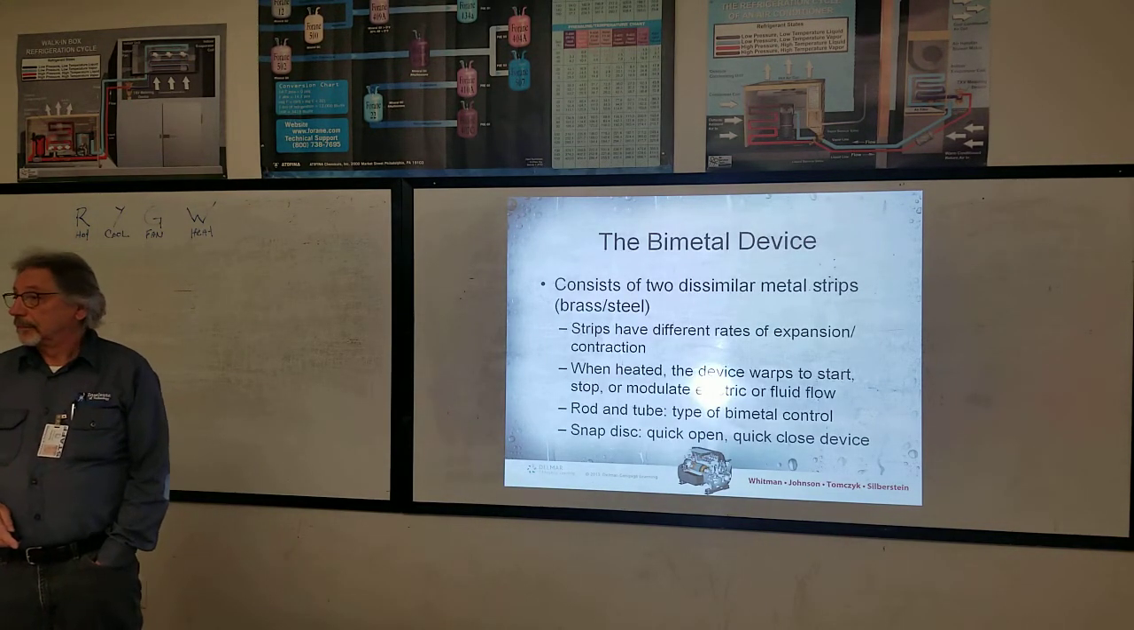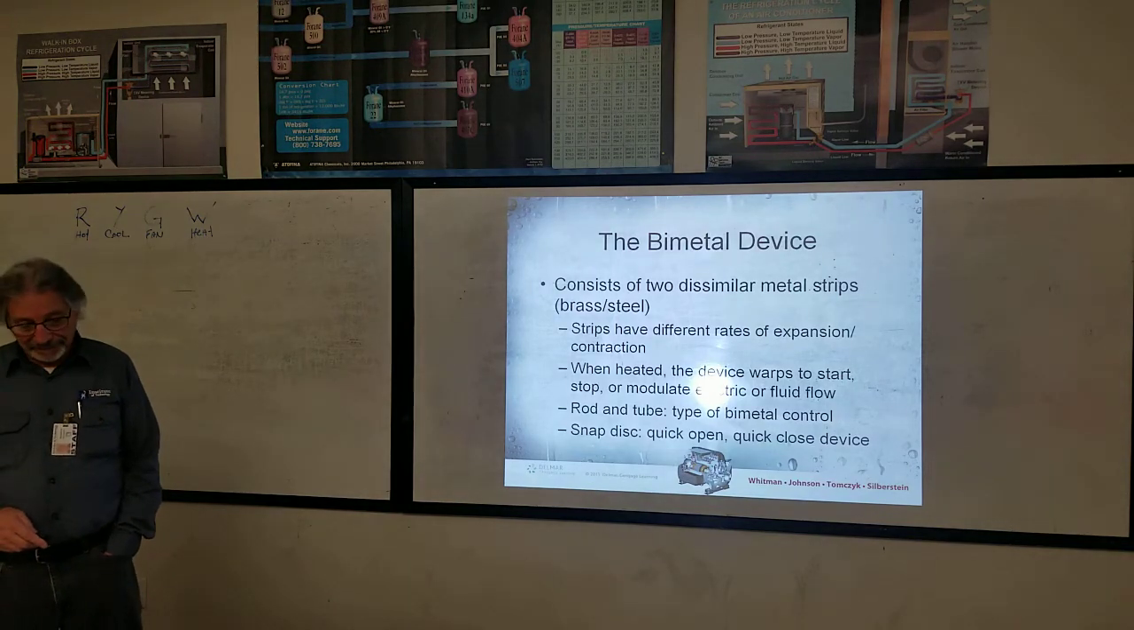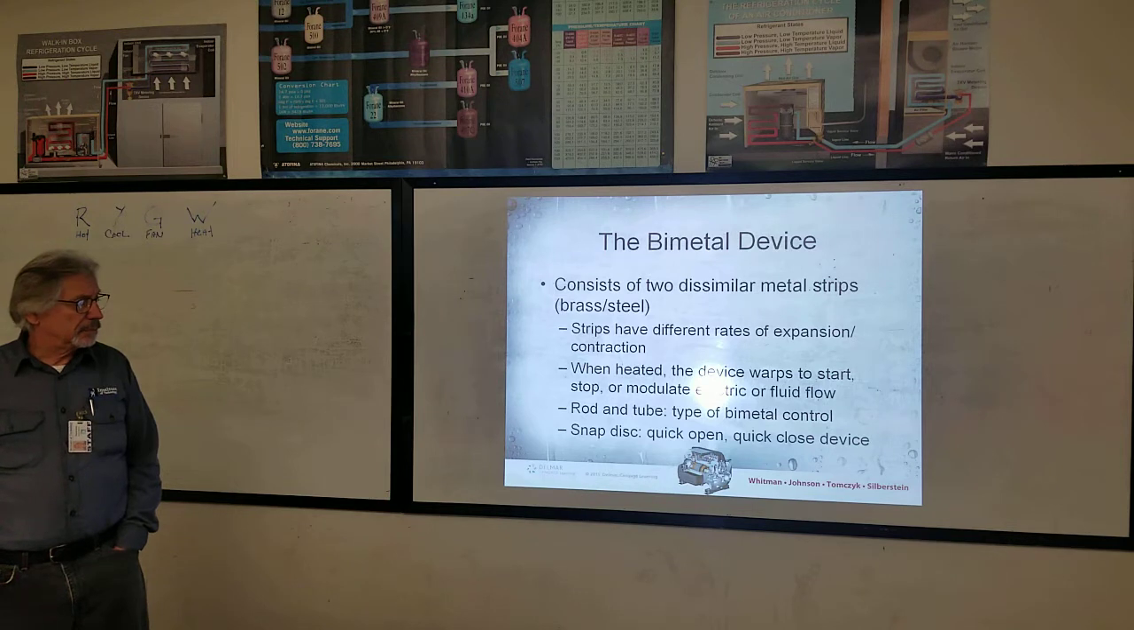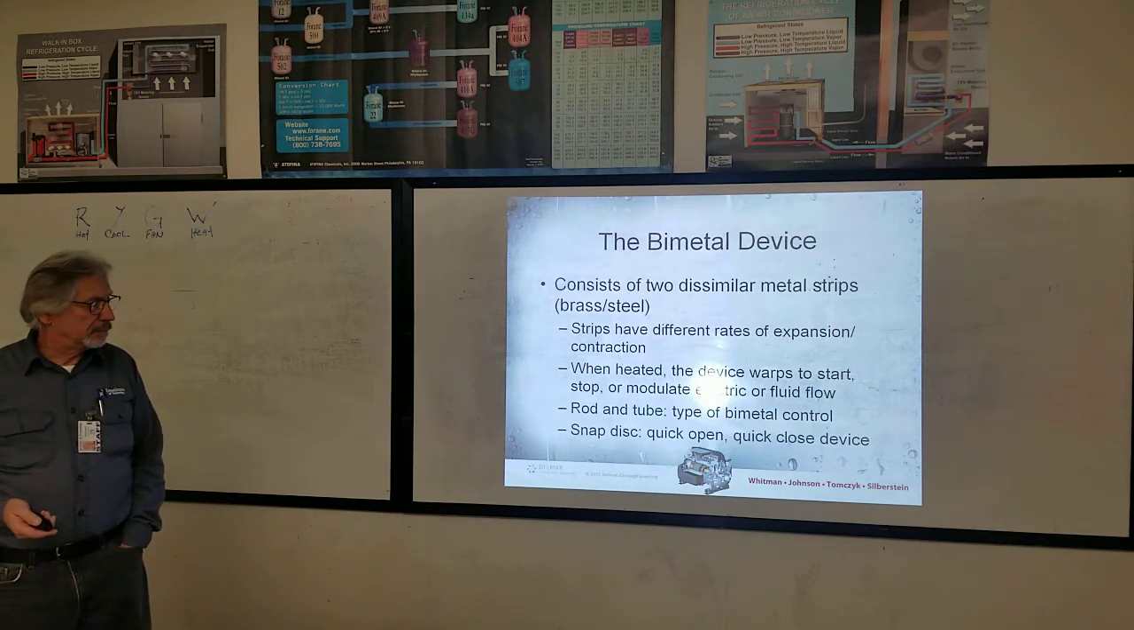The bimetal device consists of two dissimilar metal strips, brass and steel. The strips have different rates of expansion and contraction. When heated, the device warps to start, stop, or modulate electric or fluid flow. Rod and tube is a type of bimetal control. Snap disc, a quick open, quick close device.